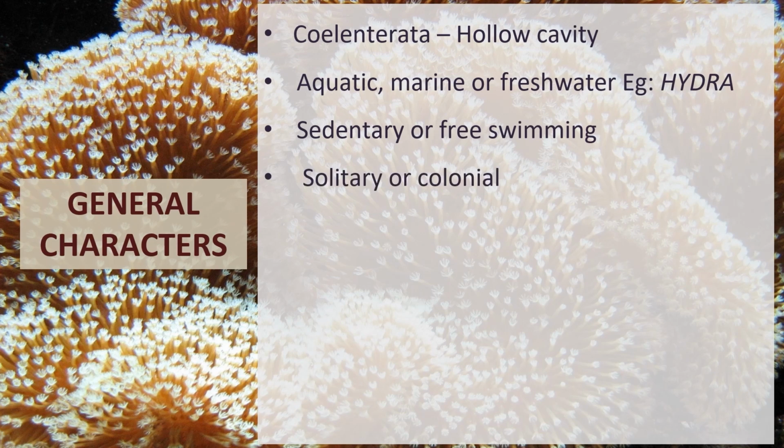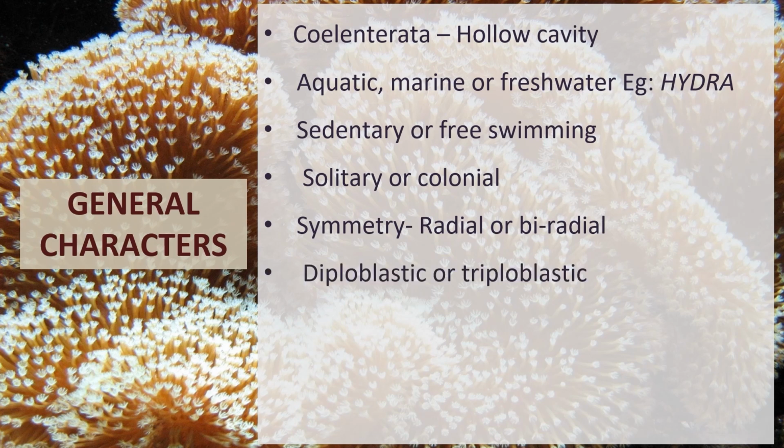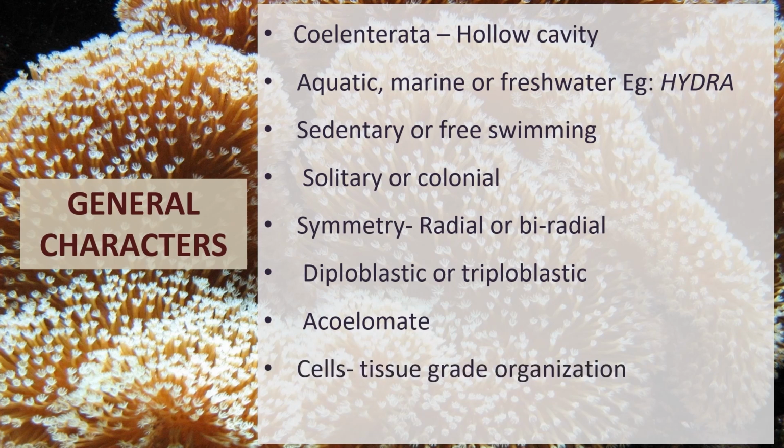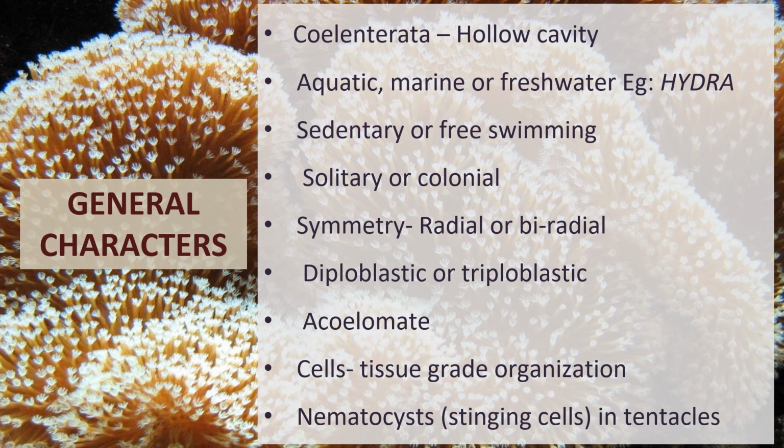They express radial or biradial symmetry. Their body wall is diploblastic or triploblastic. They lack a body cavity, hence they are acoelomate. The organisms generally express cell-tissue grade organization. Most of the organisms under the phylum have nematocysts, which means stinging cells, in their tentacles. They are used to capture and digest food particles coming through the water current.